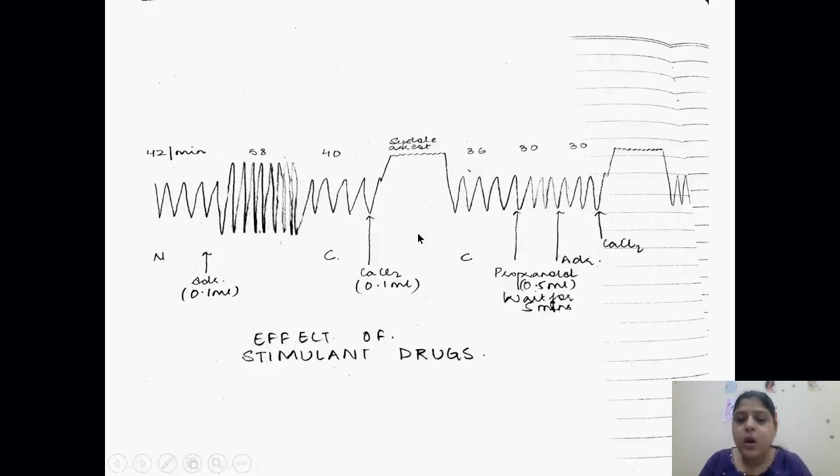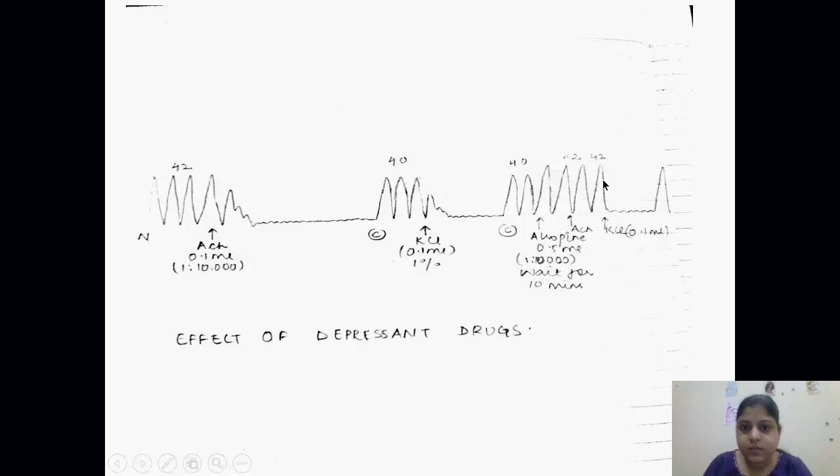So this is the effect of the stimulant drugs. Adrenaline is the indirectly acting stimulant, and calcium chloride is the directly acting stimulant. Indirectly acting means adrenaline acts through the receptors. These receptors are blocked by propranolol, so no effect is seen. But when we insert calcium chloride, there will be an effect.